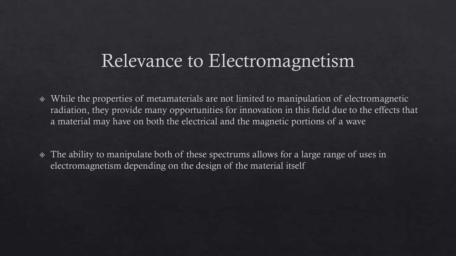Relevance to electromagnetism. While the properties of metamaterials are not limited to manipulation of electromagnetic radiation, they provide many opportunities for innovation in this field due to the effect that a material may have both the electrical and the magnetic portion of a wave. The ability to manipulate both of these spectrums allows for a large range of uses in electromagnetism depending on the design of the material itself.